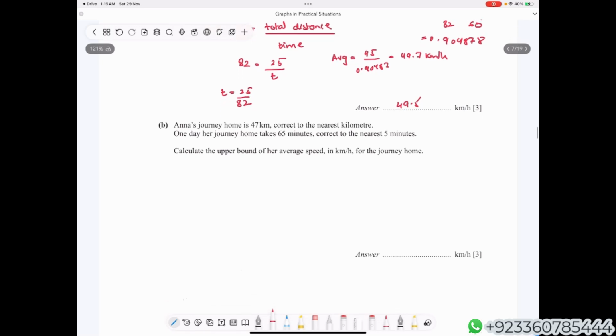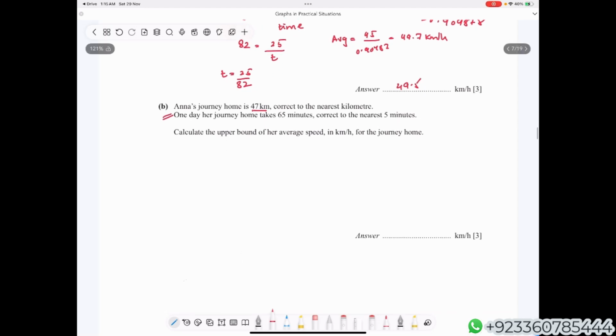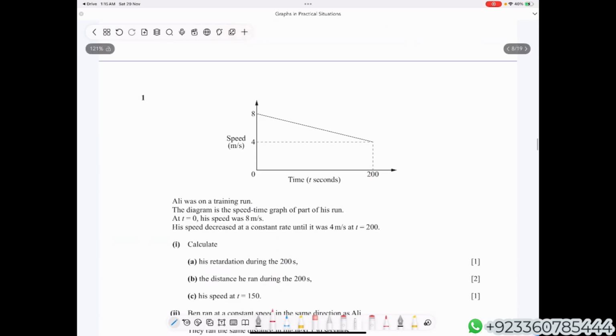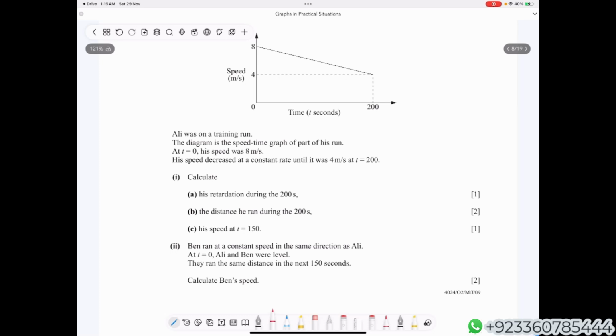Anna's journey home is 47 kilometers, correct to the nearest kilometer per hour. So this is on upper bound and lower bound. Try this on your own. I'm going to give you the answer. The answer for this is 45.6. Now these are graphs that I want to focus more on.